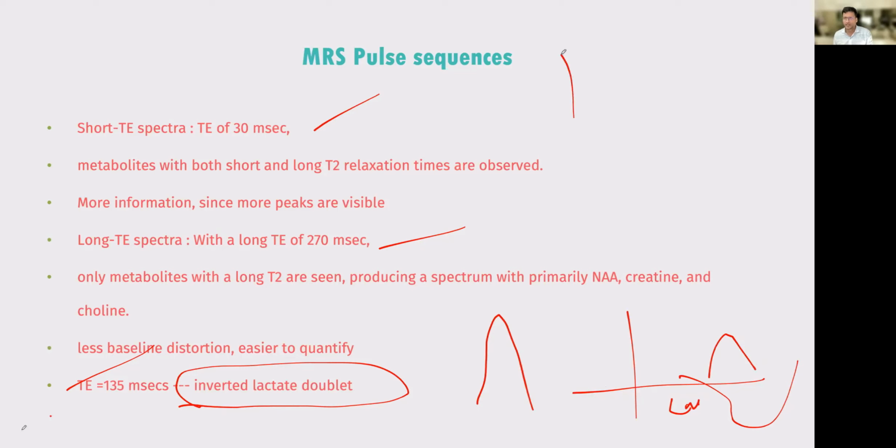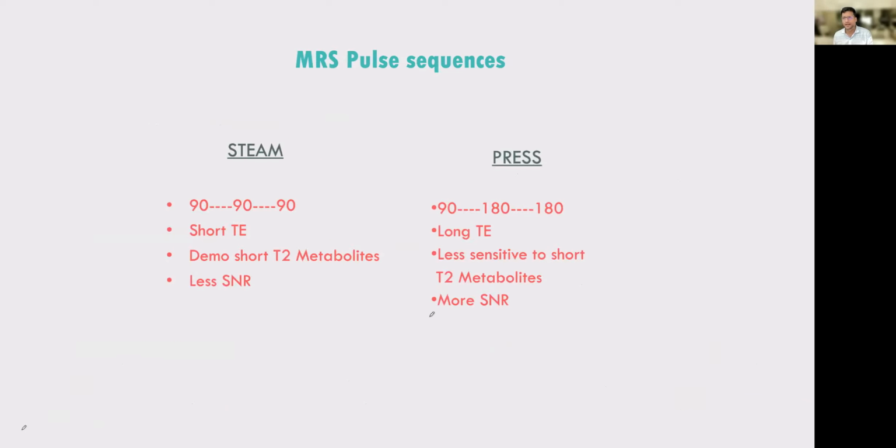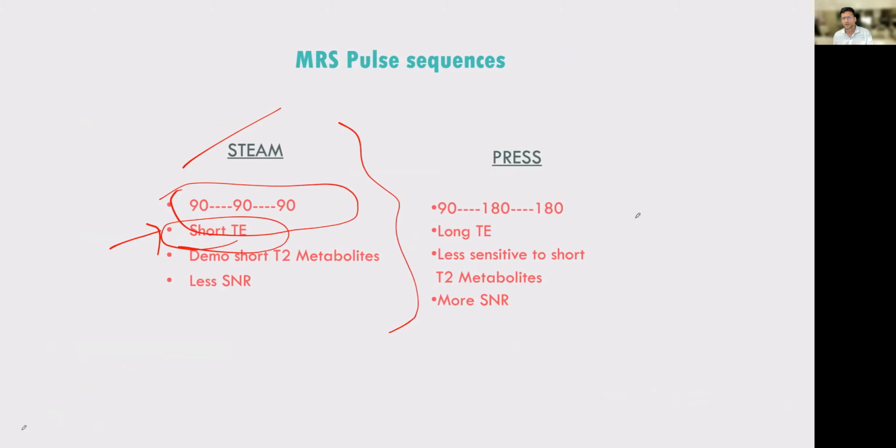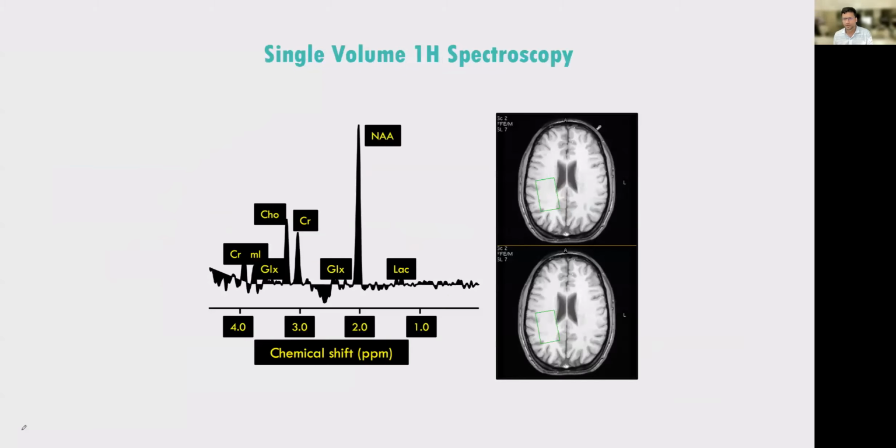This is called lactate doubling or the J coupling phenomenon, which I'll be telling you about subsequently. So if you're seeing a peak like this, and something is down at 135 milliseconds, that means you're dealing with a case of lactate peak. This is STEAM. The pulses are given as 90, 90, 90, and STEAM is mostly used for single voxel spectroscopy with short TE sequences, and PRESS is used for long TE. These are the pulse sequences given to obtain the PRESS sequence. This is all technical, not much important.